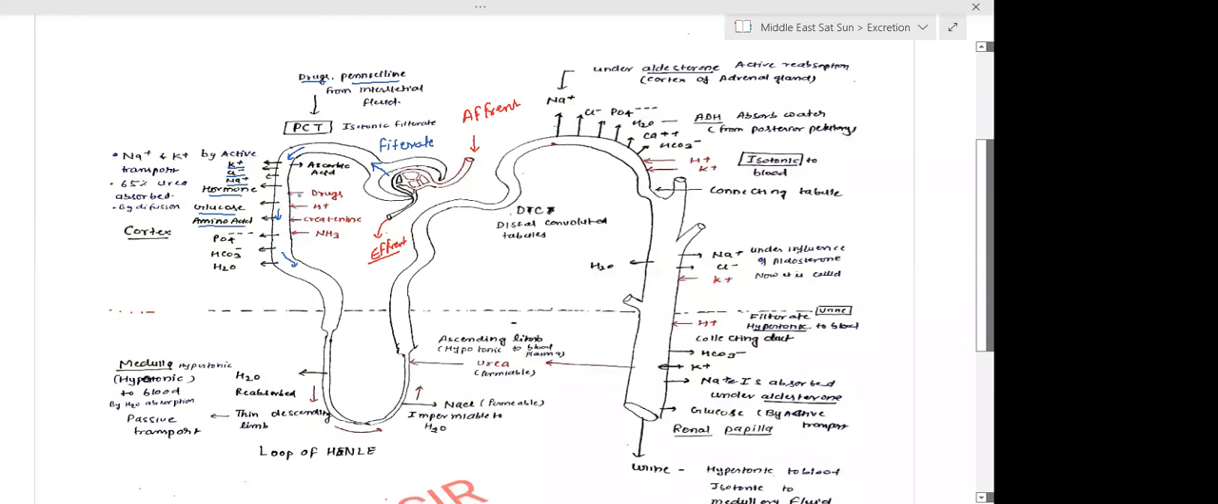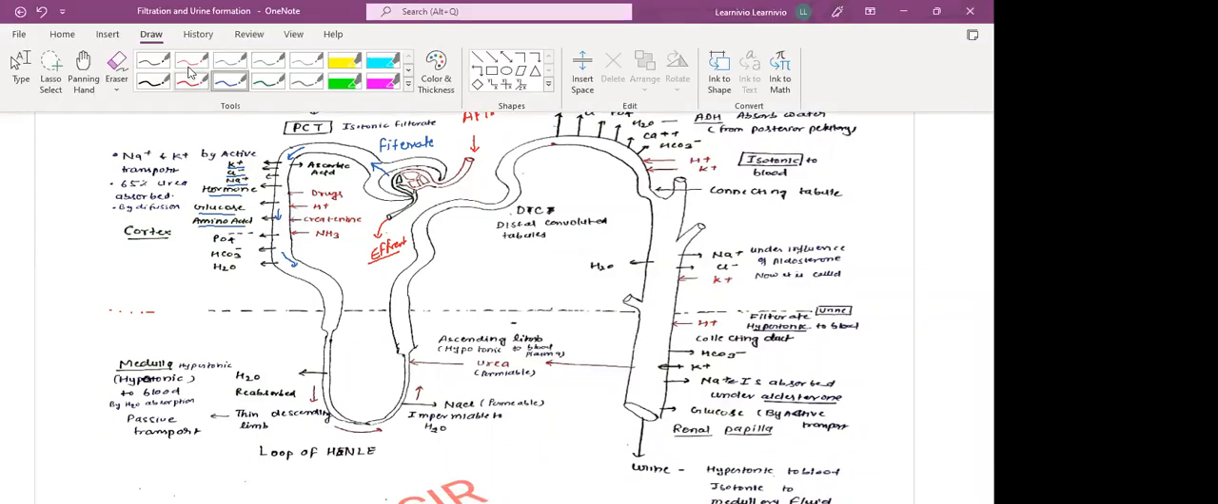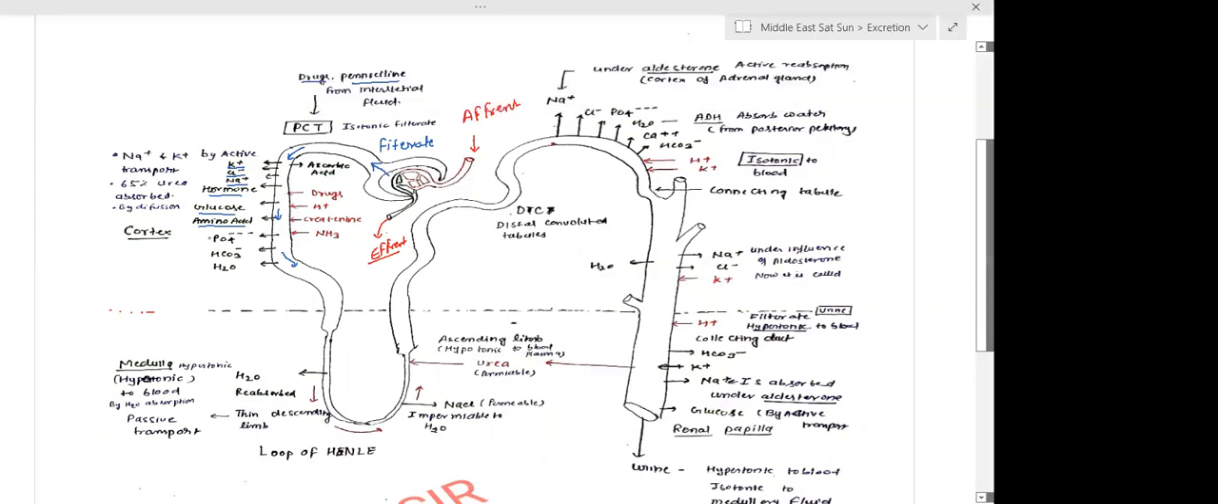You have to remember only those substances which I am underlining, right? Only those substances which I have underlined over here. So along with the water, they will take back amino acids, glucose, hormones, sodium, chloride, potassium, and all that.